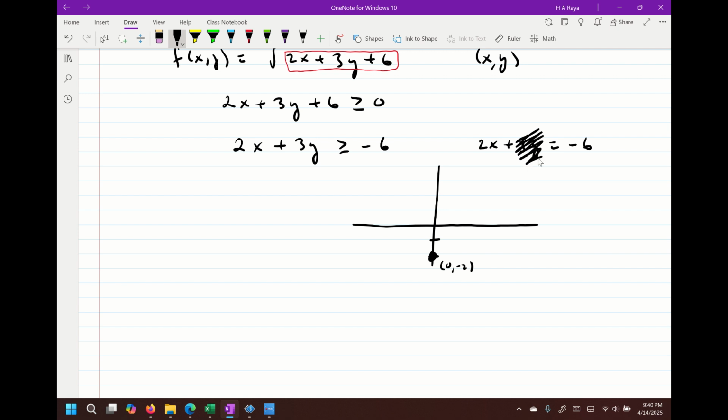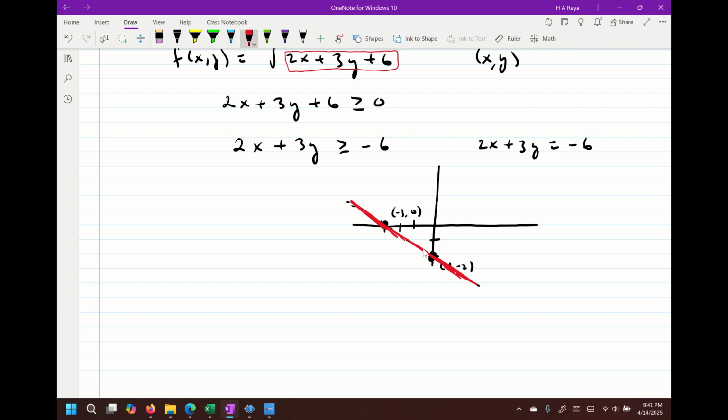And on the flip side, what if y was equal to 0? You would solve 2x equal to negative 6, so x equal to negative 3. And the line that connects these 2 points is the line of 2x plus 3y is equal to negative 6. So once we have this line, we can first ask ourselves, are we going to use this line as part of our solution? Because we have an equal sign down here, we will use the points on that line. So these points on this line will be part of our domain.